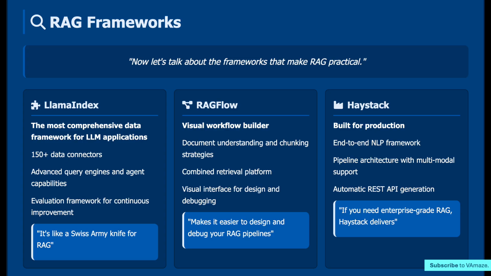RAGFlow brings a visual workflow builder to the table. It combines document understanding, chunking strategies, and retrieval in one platform. The visual interface makes it easier to design and debug your RAG pipelines. Haystack from DeepSet is built for production. It's an end-to-end NLP framework with a pipeline architecture, multimodal support, and automatic REST API generation. If you need enterprise-grade RAG, Haystack delivers.